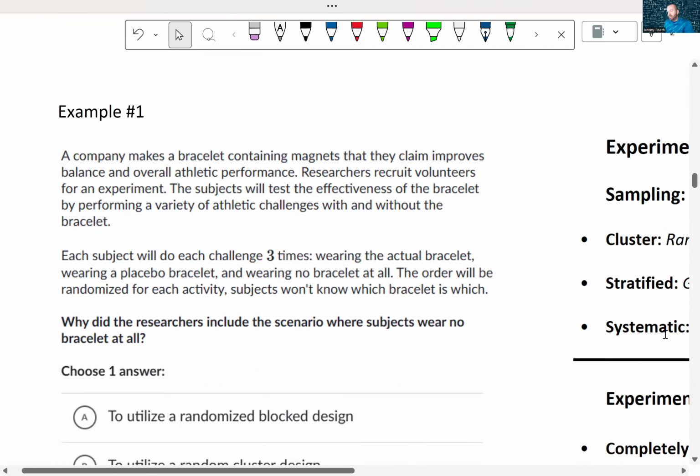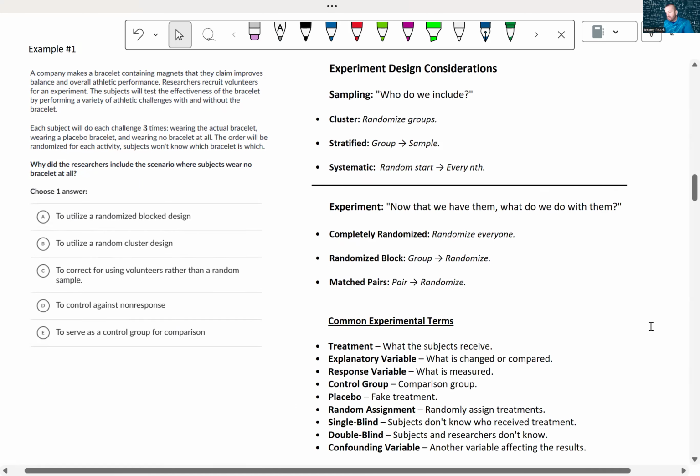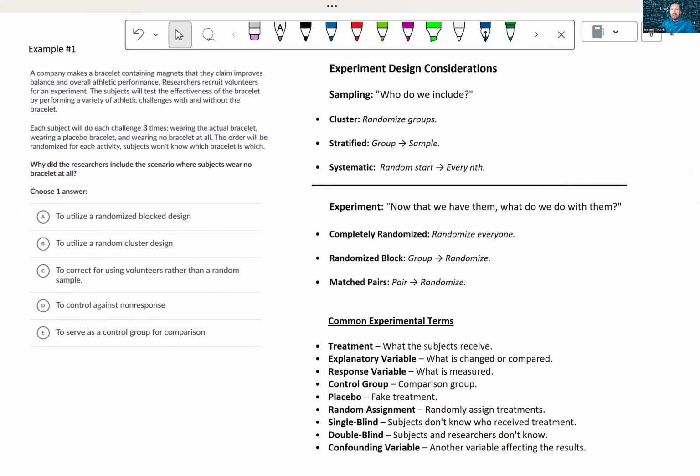Okay, we're going to look at some more examples, and I put those notes here as well as the common experimental terms here next to our first example, because I think we're going to need some of these experimental terms for this problem. So a company makes a bracelet and has magnets, and they claim that it improves balance and overall athletic performance by wearing the bracelet. Researchers recruit volunteers for an experiment, and the subjects will test the effectiveness of the bracelet by performing a variety of athletic challenges with and without the bracelet.